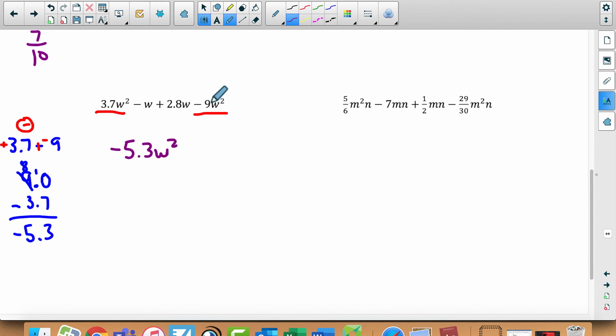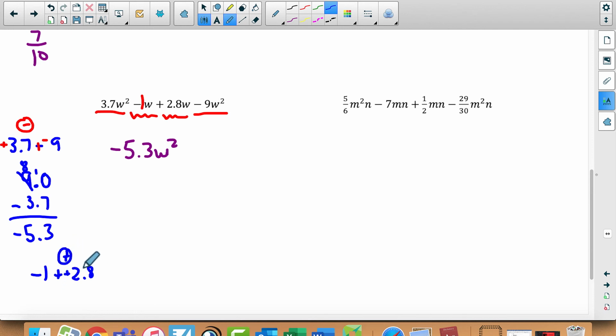Now we can do our w's. So we have a negative w, which is the same as negative 1w, and we have a 2.8w. So if you want, I'll write that here. It's negative 1 plus 2.8. What do you have more of? Positives? This is a positive, or negative? You have more positives.